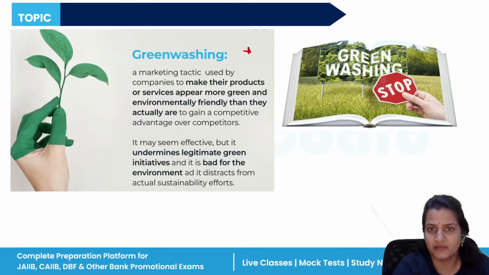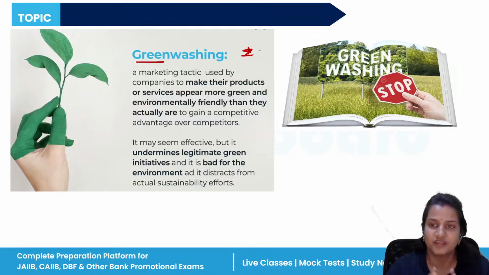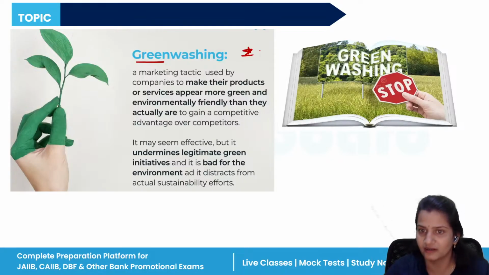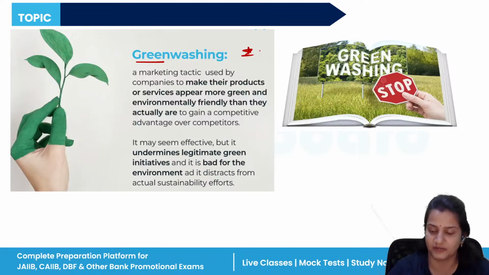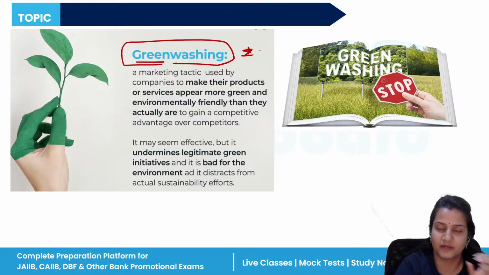One more important term is greenwashing. What is greenwashing? Some companies use different tactics to attract their customers. Some companies will use a very innovative method. In their product, they will write 100% organic, 100% true, 100% enriched with vitamins. Like this, they make claims and attract the customer. Greenwashing is one of these tactics.